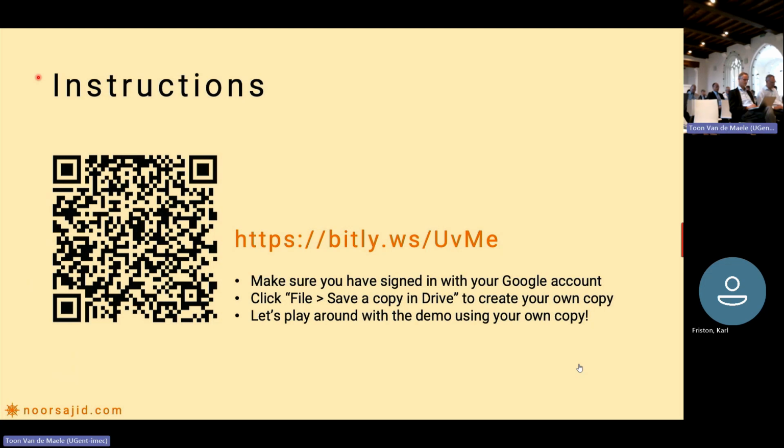So I think the QR code might be the easiest option.